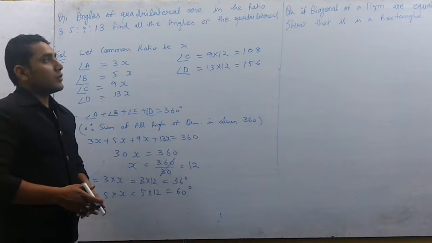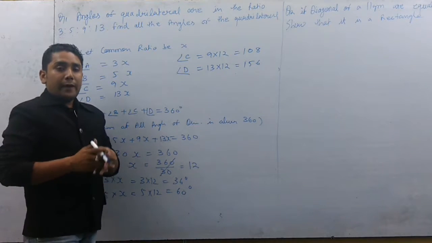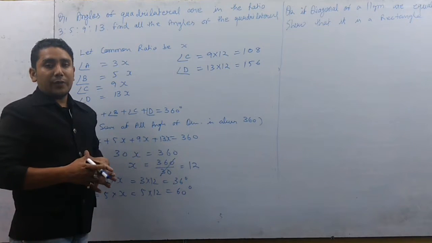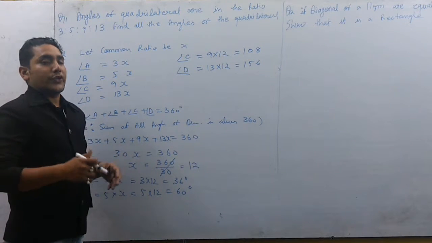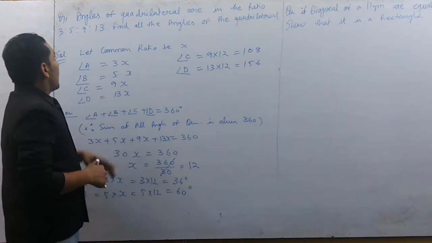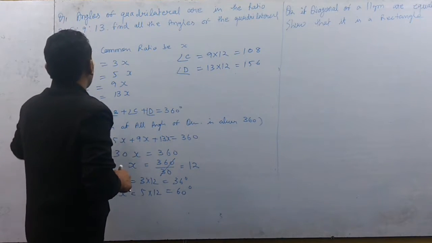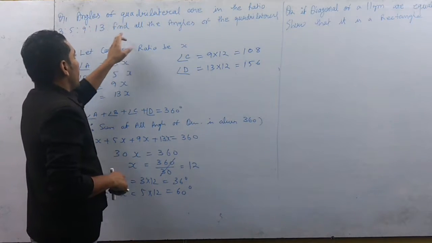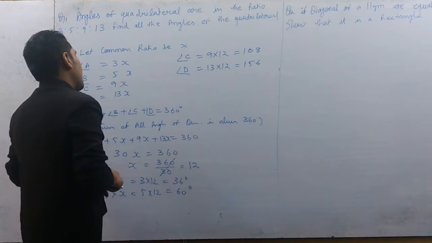हेलो स्टूडेंट्स, चलिए शुरू करते हैं। NCERT 9th class, Quadrilaterals chapter, first exercise, first question: the angles of a quadrilateral are in the ratio 3:5:9:13, then find the angles of the quadrilateral.